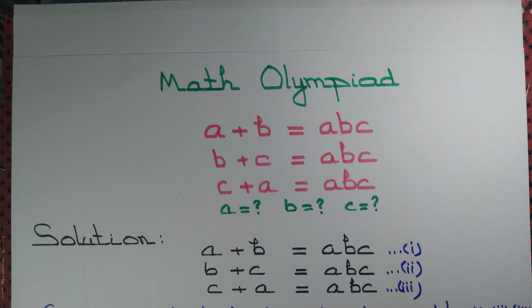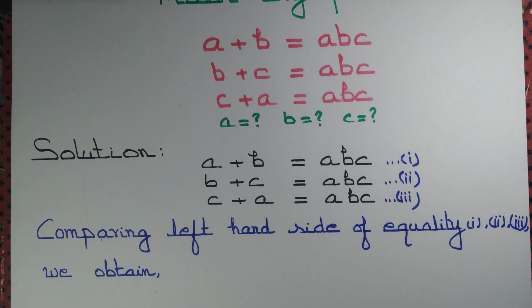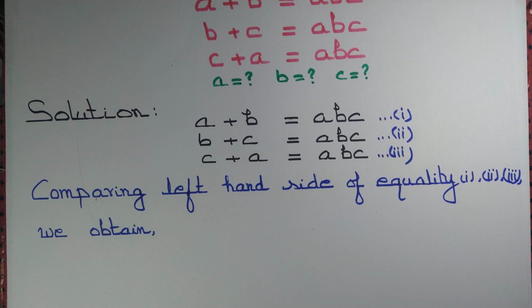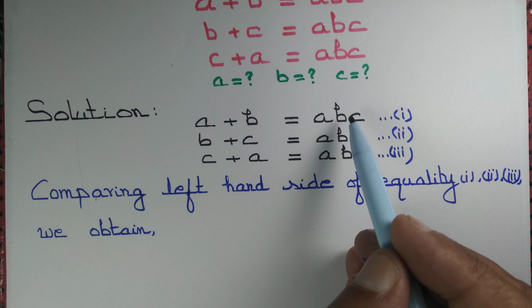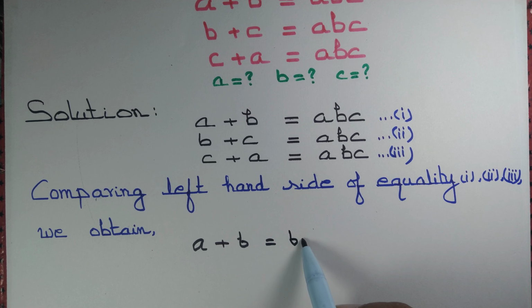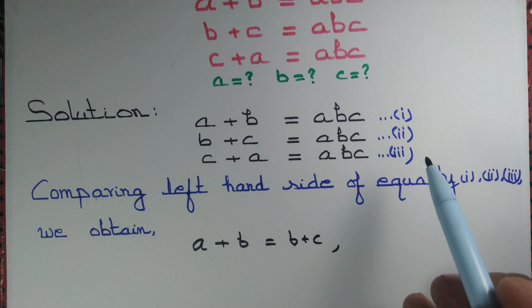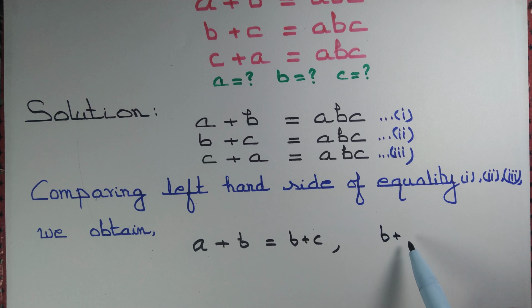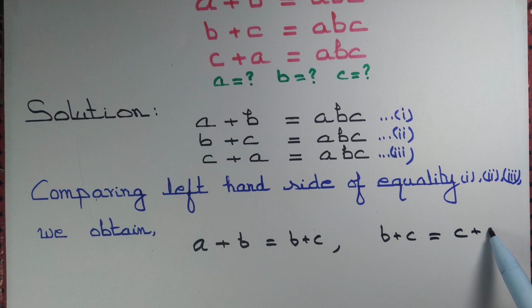Once again, we observe the right hand side of those three equations are equal. So we compare the left hand sides of those equalities. Comparing the left hand side of equalities 1, 2 and 3, what do we obtain? By equality 1 and 2, a plus b equal to b plus c. And by equality 2 and 3, the right hand sides are equal, so b plus c equal to c plus a.